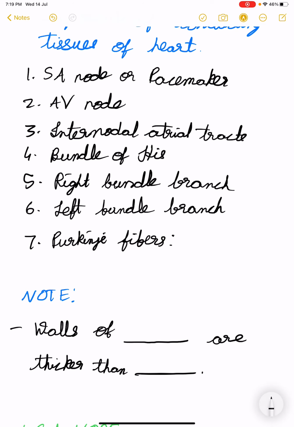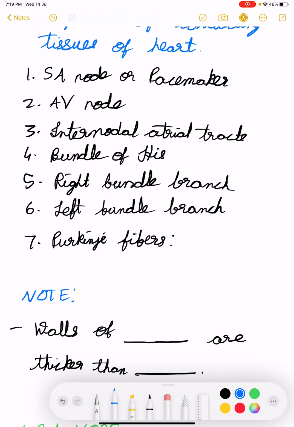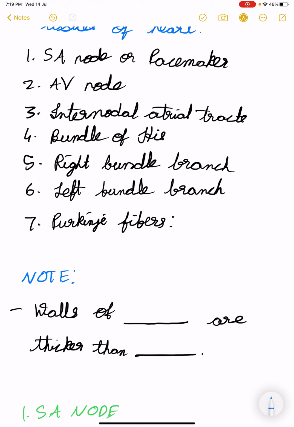So over here, walls of dash are thicker than dash. You guys need to know. Your walls of ventricles are always thicker than walls of atria. Do you know why? Because your ventricle walls need to push the blood out, towards up and down, like to the lungs and to the tissues in our lower limb and head and neck. But our atrium only carries the blood from atrium to ventricle, so that thickness is not required. Okay, now let us study one by one part properly.